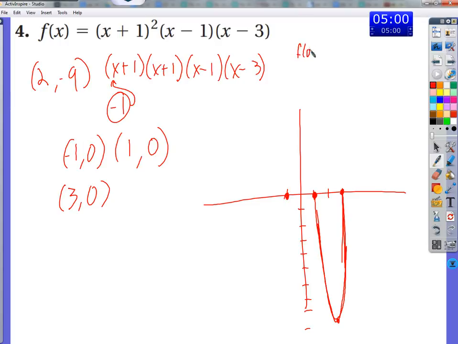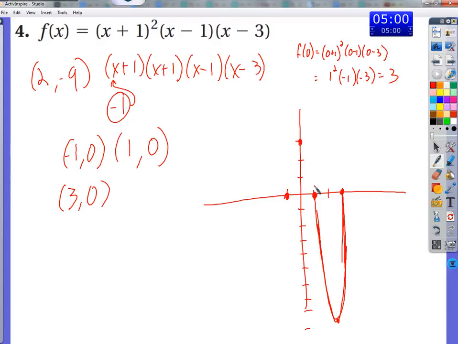Here's what we're going to do. Plug in 0 for x. (0 plus 1) squared times (0 minus 1) times (0 minus 3). So we have 1 squared times negative 1 times negative 3. That gives us 3. (0, 3). Okay, so we know it goes through there.